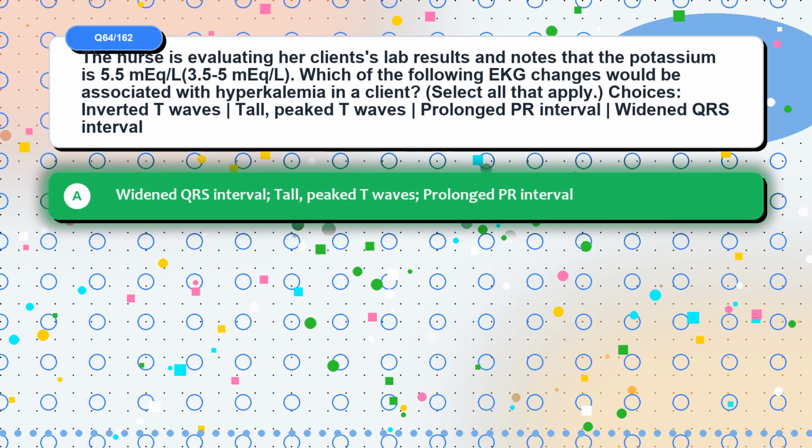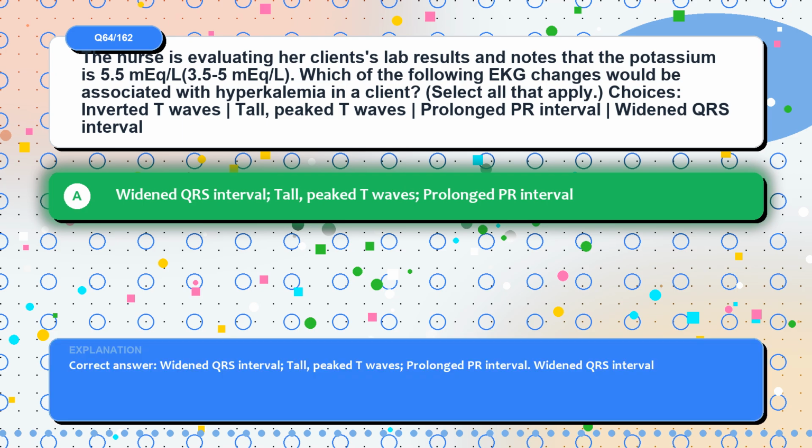The correct answer is option A: widened QRS interval, tall, peaked T waves, prolonged PR interval.